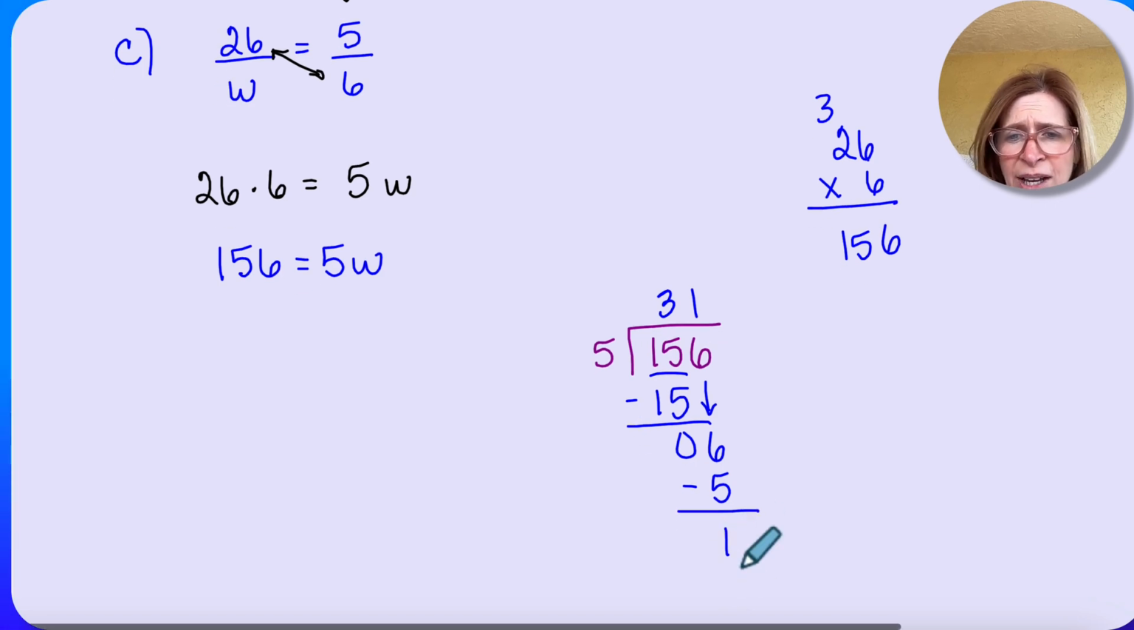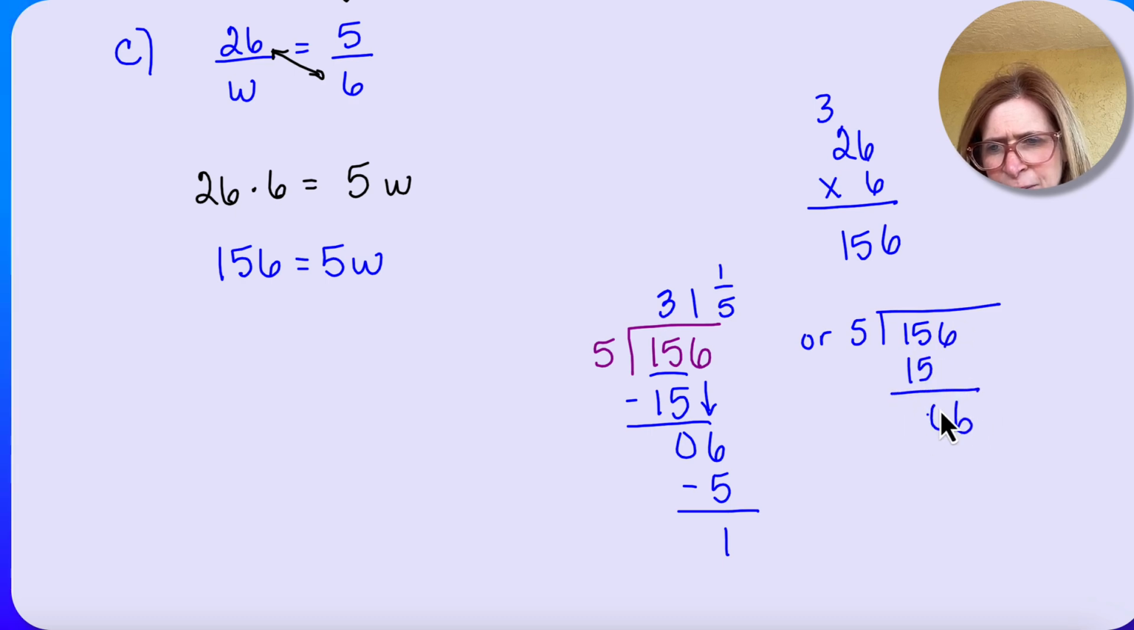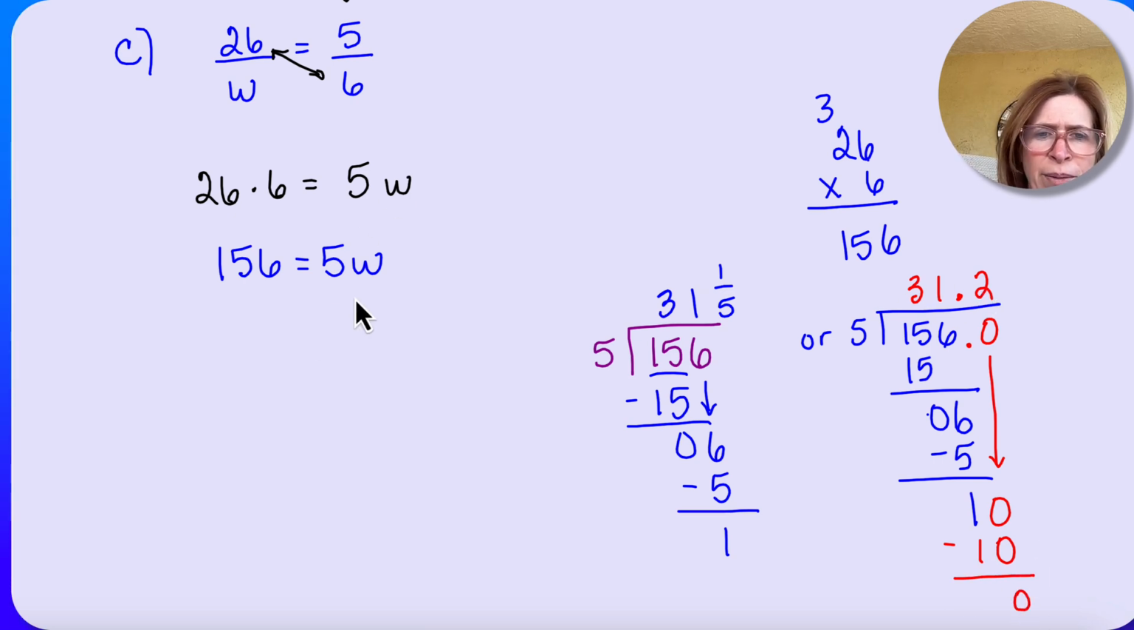Now you can do this 2 ways. I could write this as 31 and 1/5, or I'm going to actually keep going. So let me do that again. I'm going to add a 0, so I'm going to use a decimal. I'm going to bring down the 0. Remember, when I add that 0, I have to put a decimal. So I had 31 point, and 5 goes into 10 2 times. 2 times 5 is 10, I get a remainder 0, so my answer would be 31.2.